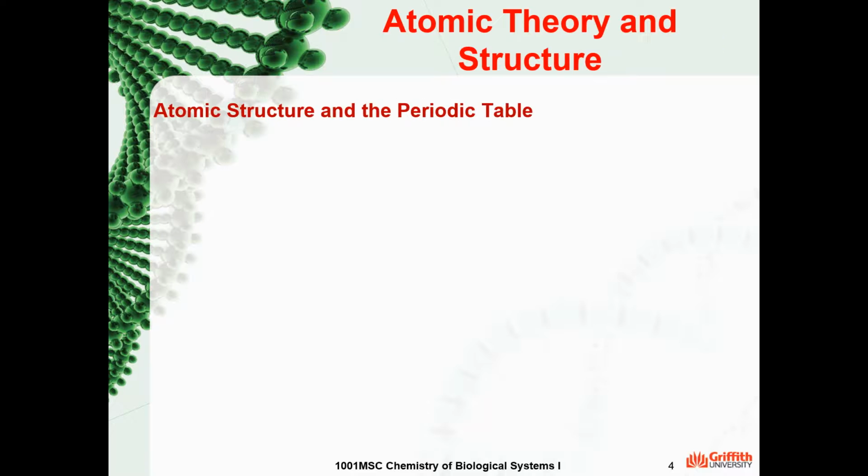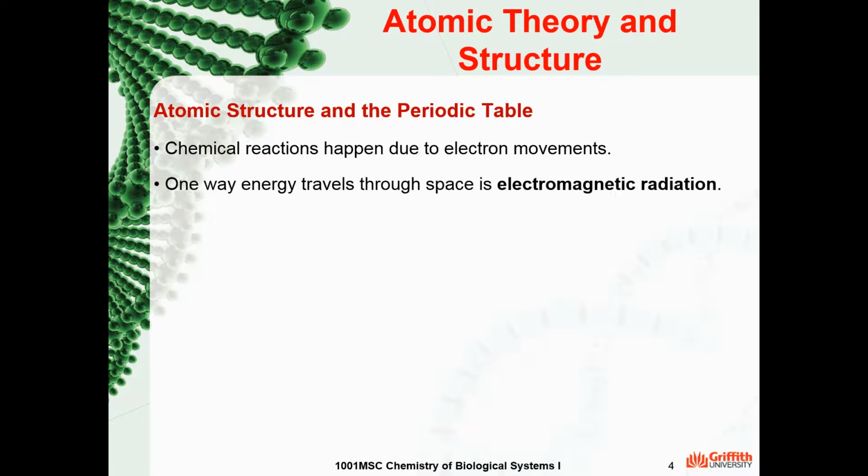In this lecture, we will explore the electrons in more detail. As we discussed in part 1 of this module, atoms consist of protons, neutrons, and electrons. Chemical reactions happen due to electron movement. Protons and neutrons are never involved in chemical reactions. To understand chemical reactions, we need first to study a special type of energy called electromagnetic radiation.